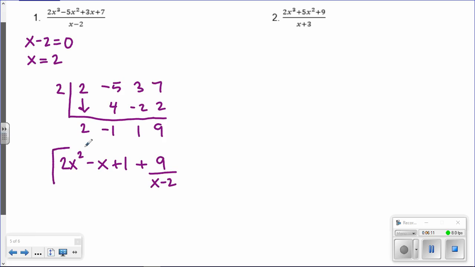And that is synthetic division. So it's considerably probably faster than long division, but there's that stipulation that it only works if it's a linear term. All right, let's go on to number 2.